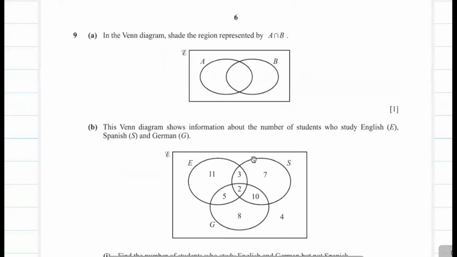Now you see here the next is question number 9. In the Venn diagram, shade the region A intersection B. Now for A intersection B, you have to take the common region. This is the common region. Now I shade it. This is the common region. You can shade it. Next is part B.